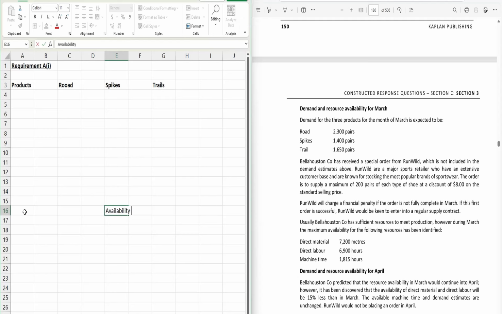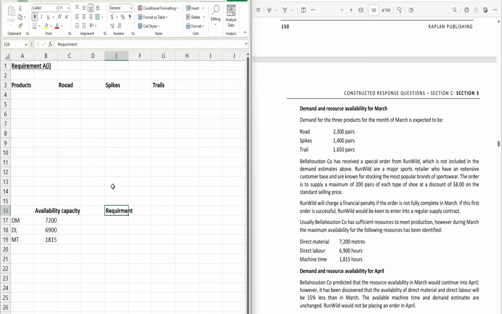Availability capacity. So for direct material, direct labor, and the machine time, they have indicated how much is available: 7,200, 6,900, 1,815. So we need to check what our requirement is, and then according to that, we will find out the limiting factor.